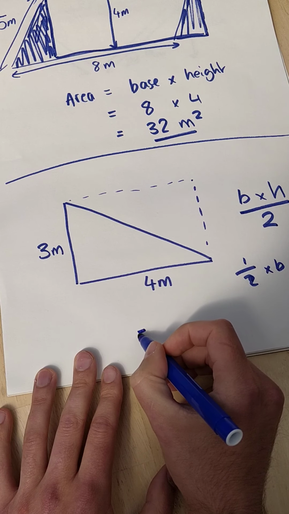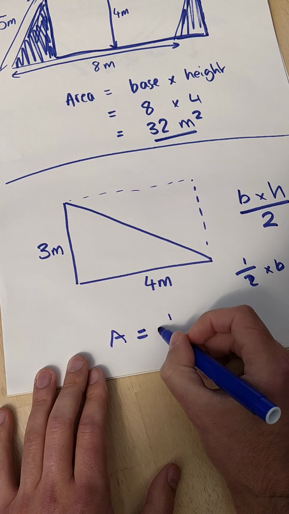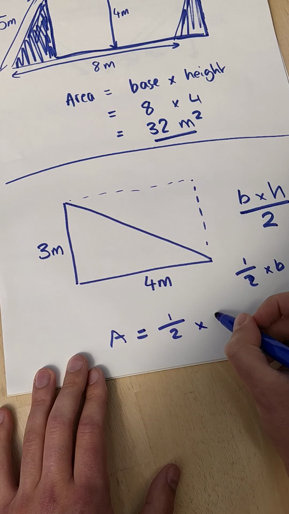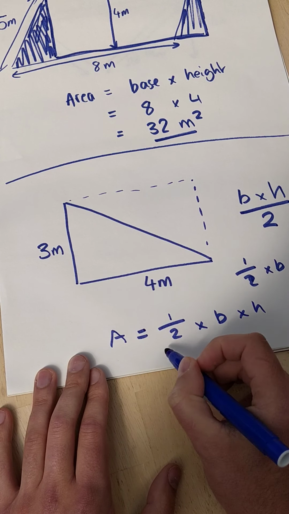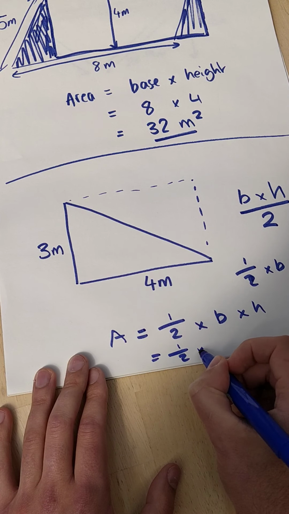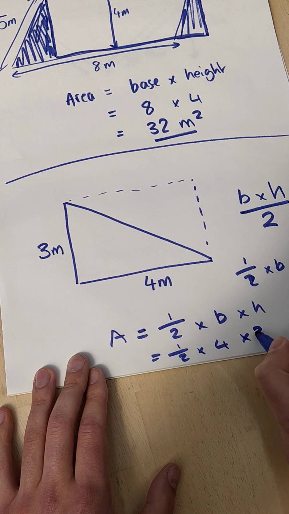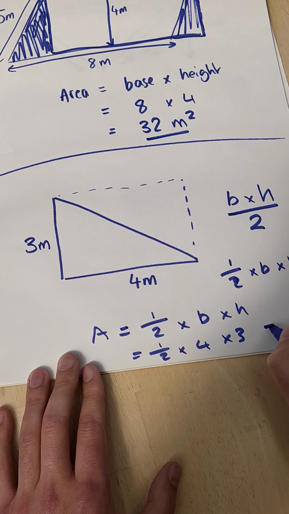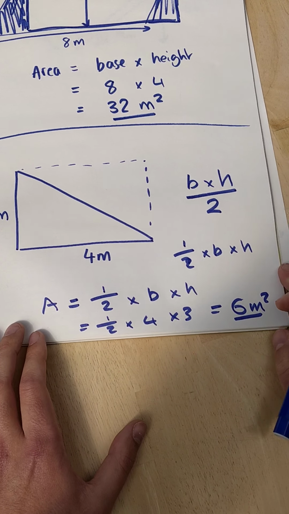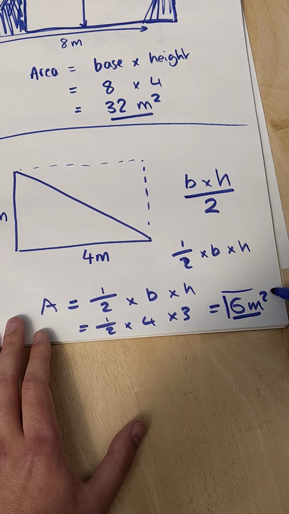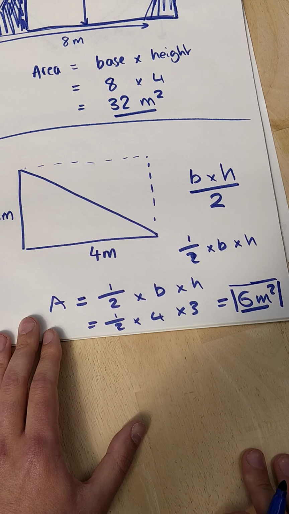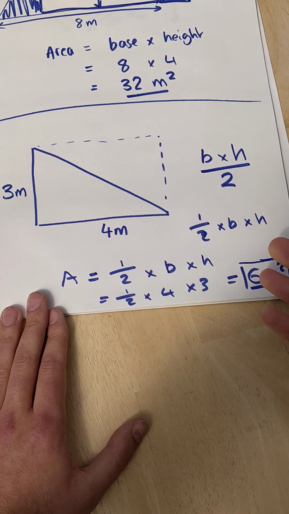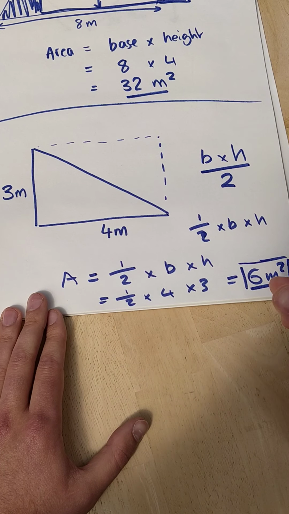And in this situation here, the area of it is equal to a half times the base times the height, or 1/2 times 4 times 3. And 4 times 3 is 12. Half of that is 6 meters squared. Okay, sorry to cut it off the edge of the page there. Okay, so that is quite simply how you would calculate the area of the triangle.